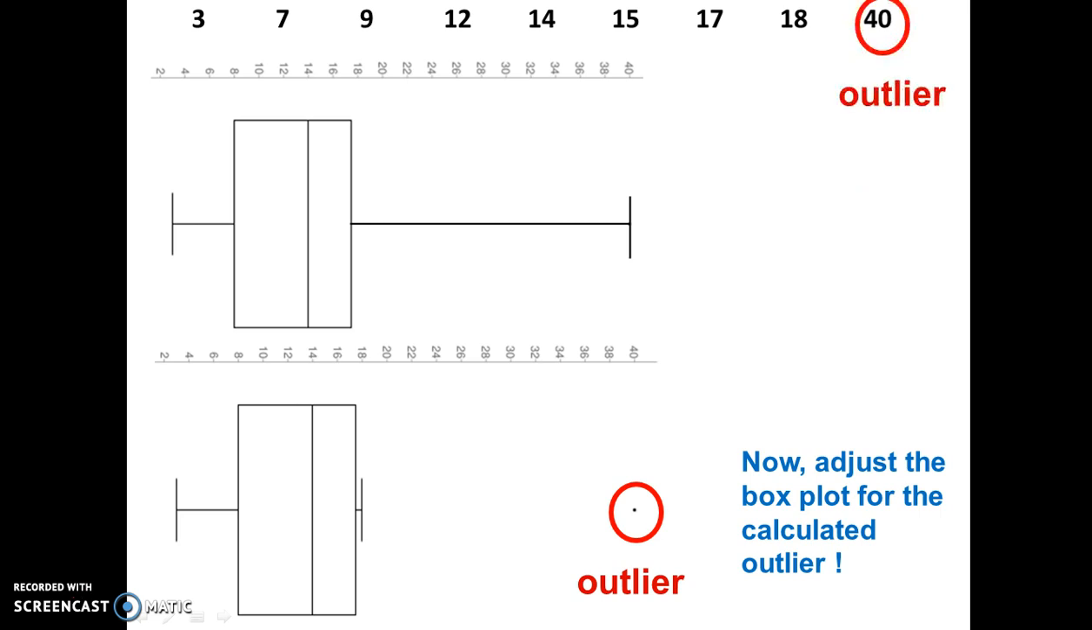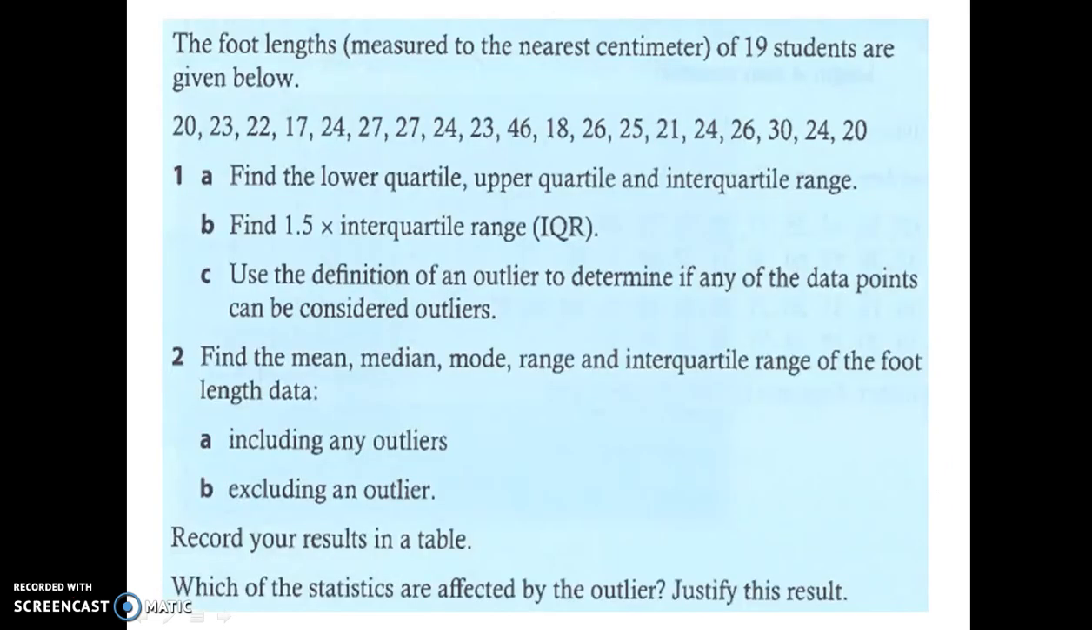And now one last one for you to try. So there's going to be some things to try here. It says the foot lengths of 19 students are given here. And you're going to follow these steps. Step A, find the lower quartile, upper quartile, and interquartile range. Try that now.